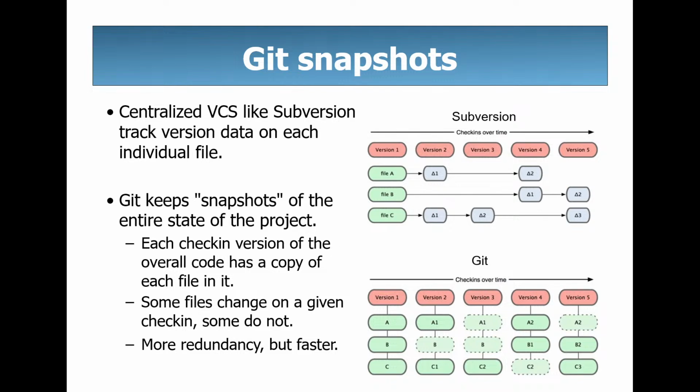Third one, fast operations. Since Git stores complete snapshots and uses efficient data structures, operations like checking out a specific commit or viewing the project's history are generally fast and responsive. Fourth one, branching and merging. Snapshots enable powerful branching and merging capabilities.